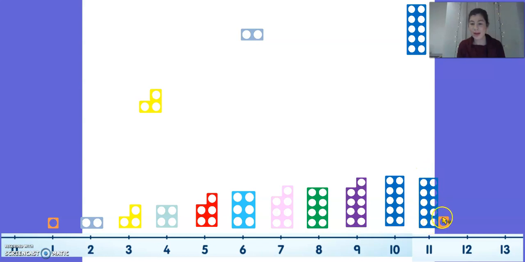So if 10 and 1 makes 11, what makes 12? It's going to be 10 and 2, isn't it? 10 and 2 makes 12 because we've got a 10 and a 2. Let's check. We know this is 10. So 10, 11, 12. So the last one, number 13, is the number we learnt last week.